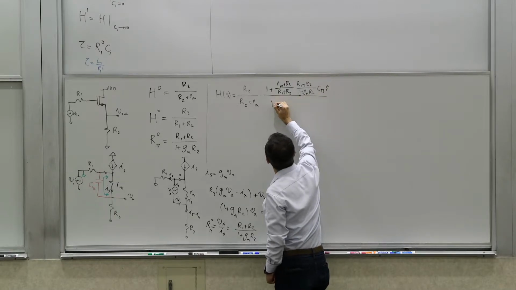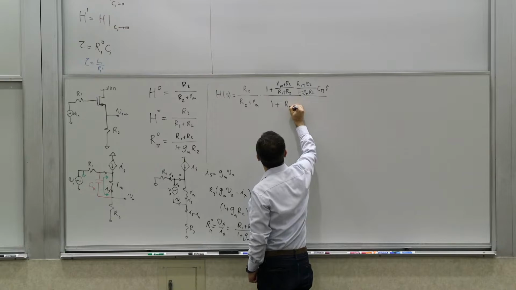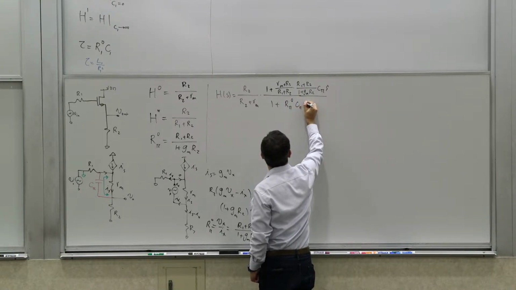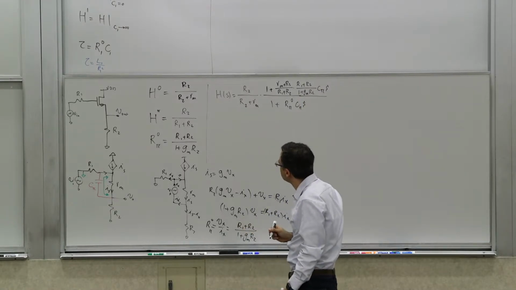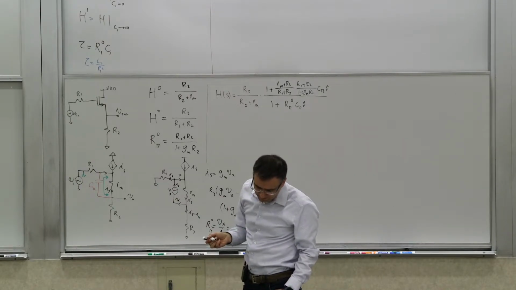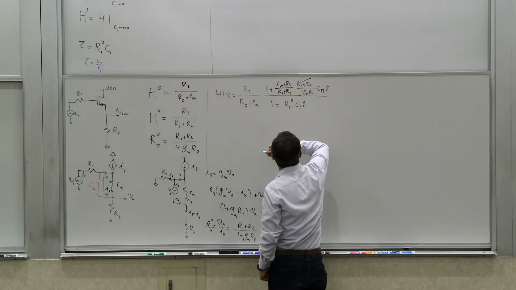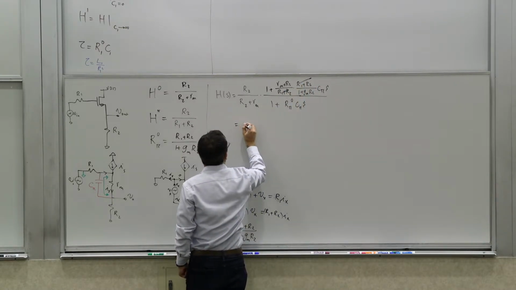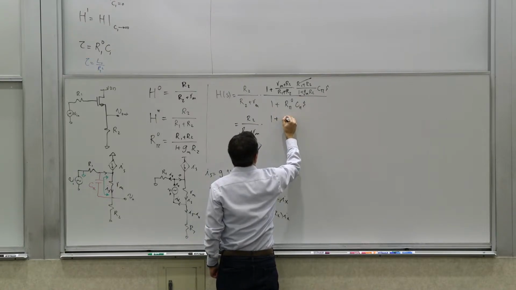S divided by 1 plus whatever, R pi 0 C pi S. I'm just going to write it, keep it in that form. So what do we get? Well, these guys cancel, obviously. So you will end up with something like R2 over R2 plus Rm. Again, some of these steps may not be completely necessary all the time.